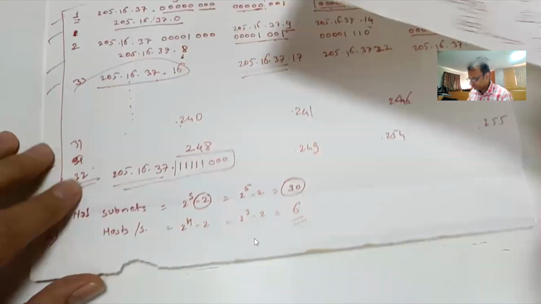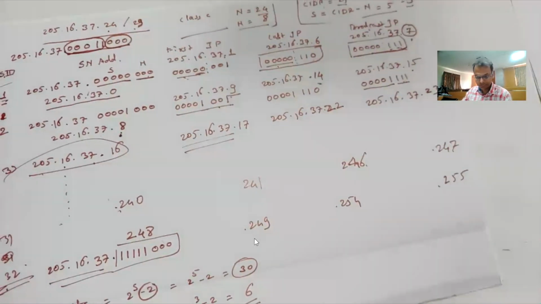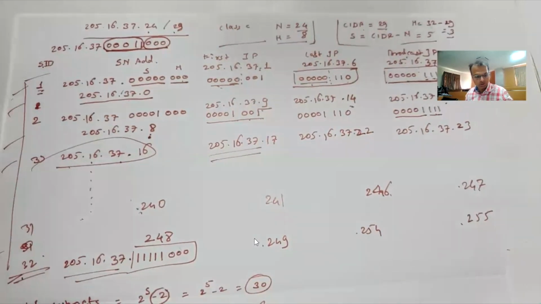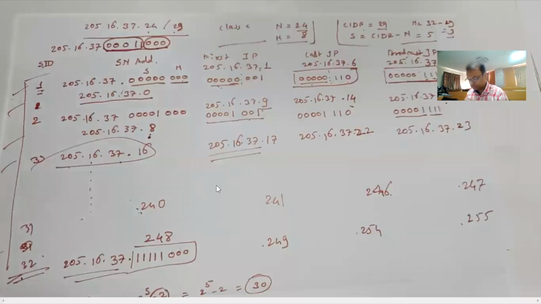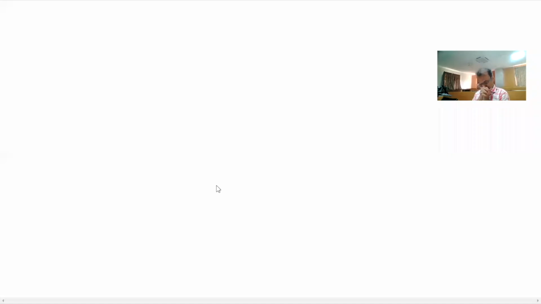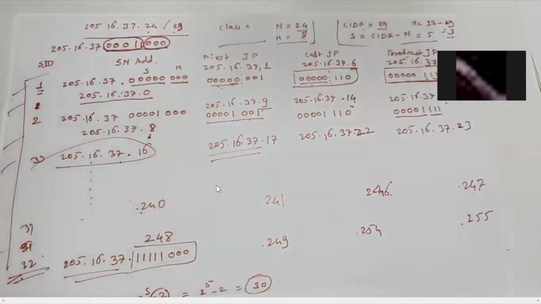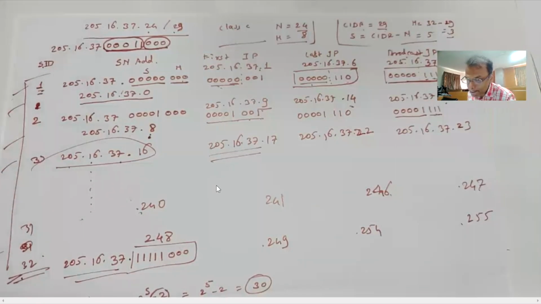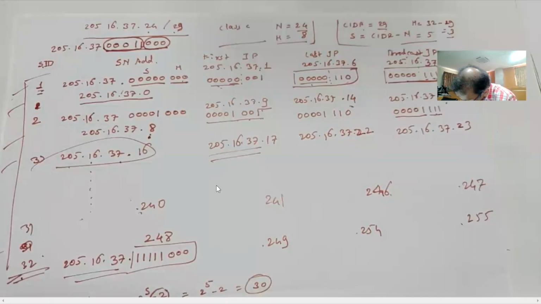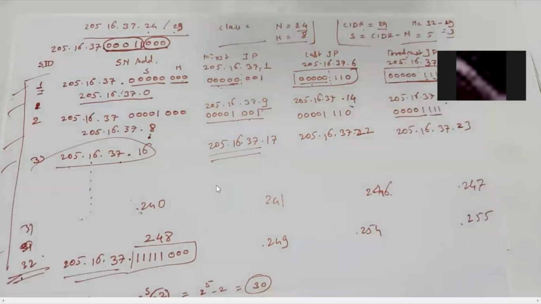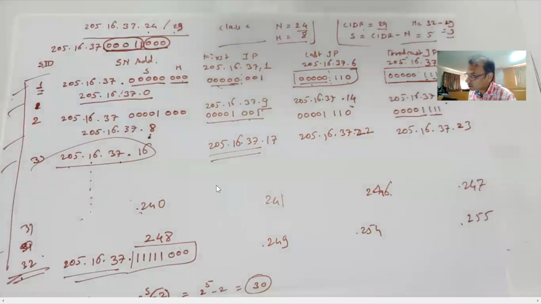Okay, any doubts in this problem? So this is the problem and this is the solution. Sir, I had an earlier doubt: what is the difference between public IP address and network address?